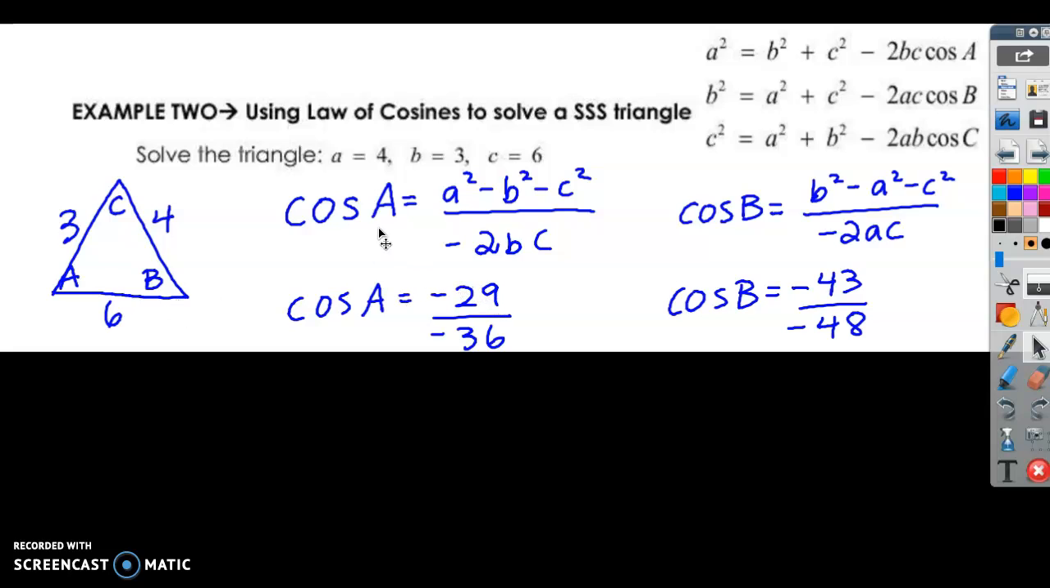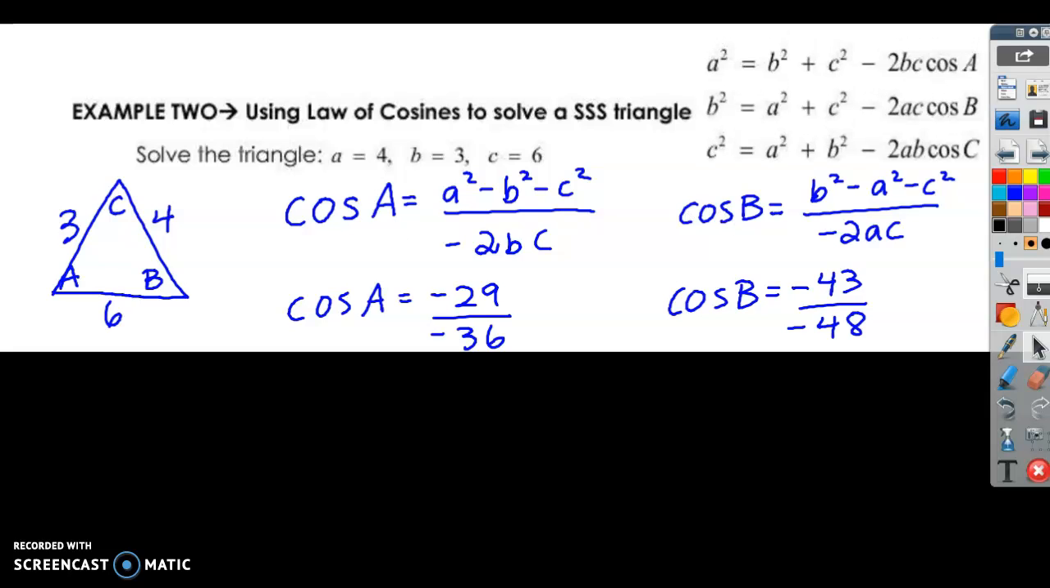I just said, all right, I'm going to solve for the measure of angle A. If I'm isolating the measure of angle A in this first equation, that's going to be a squared minus b squared minus c squared divided by negative 2bc. That's where this comes from. Then we take all those values, plug them in, and do the inverse cosine of 29 over 36.